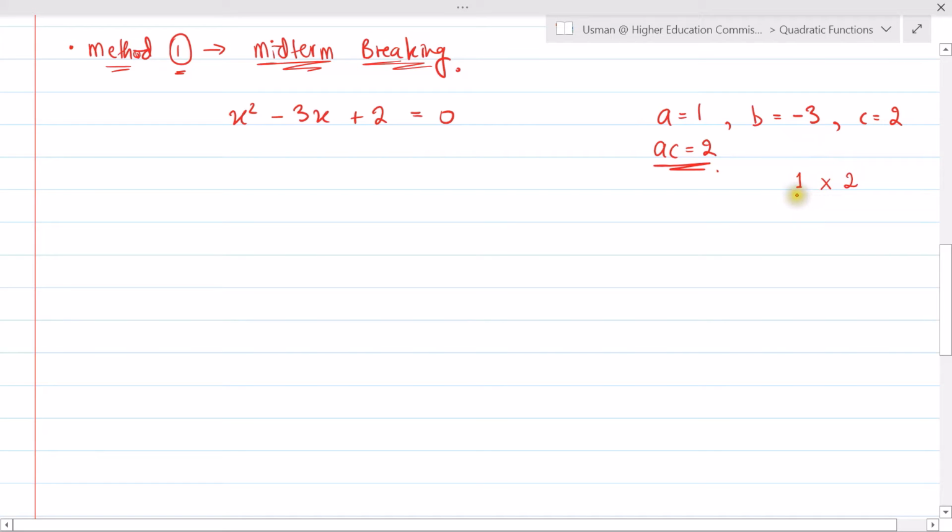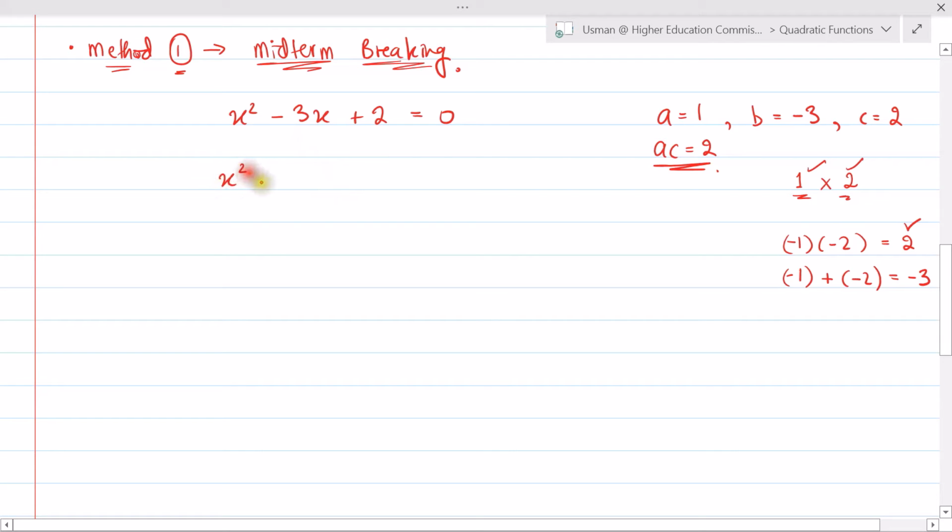And I can actually select these two numbers because I know that minus 1 multiplied by minus 2 actually gives me a plus 2, which I want, and minus 1 plus minus 2, meaning these numbers added, gives me a minus 3. So these numbers fulfill both conditions. So now I am going to break the middle term of minus 3 into the two numbers, which are going to be minus 1 and minus 2.